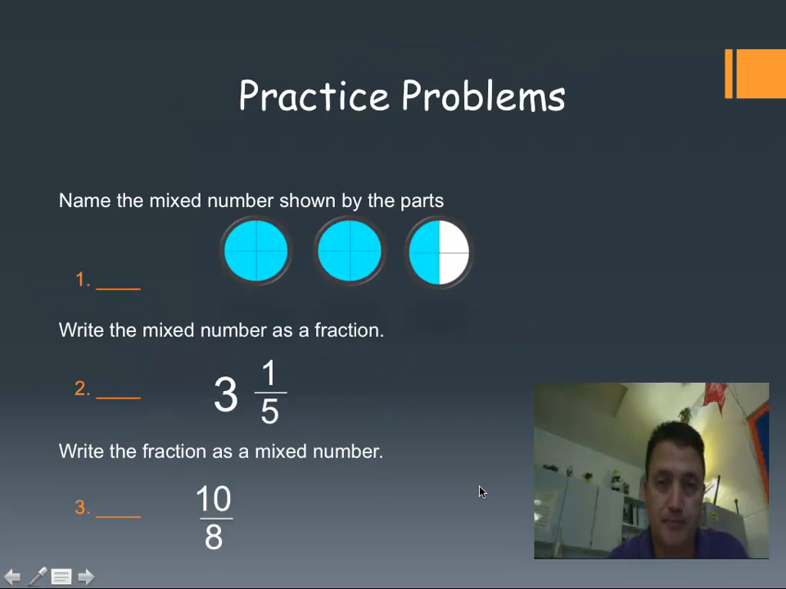All right, here's your practice problems for today. There's only 3 of them. I just need you to write down the numbers 1, 2, and 3 in your book, and I want you to name the mixed numbers shown by the parts in number 1. And number 2, write the mixed number shown as a fraction. So this should be a fraction greater than 1. I should not see a whole number here at all. You're going to turn 3 into fifths, and you're going to make a fraction greater than 1. And this is a fraction greater than 1 that I want you to make as a mixed number. And we'll see you in class.